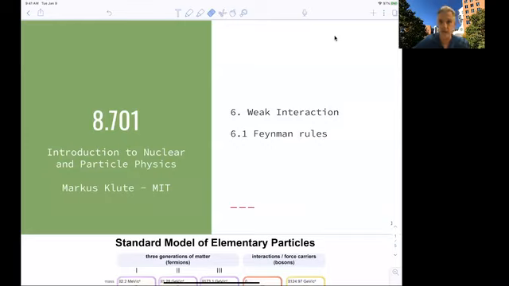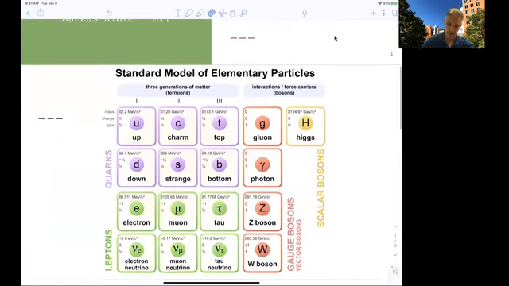Welcome back to 8701. So in this lecture, we open a new chapter, the weak interaction. So we are one by one adding together the components we need in order to describe all elementary particles and their interactions. So now we're adding the third form of interaction. After the QED and QCD, we enter into the discussion of the weak interaction. So let's have a look at the standard model.